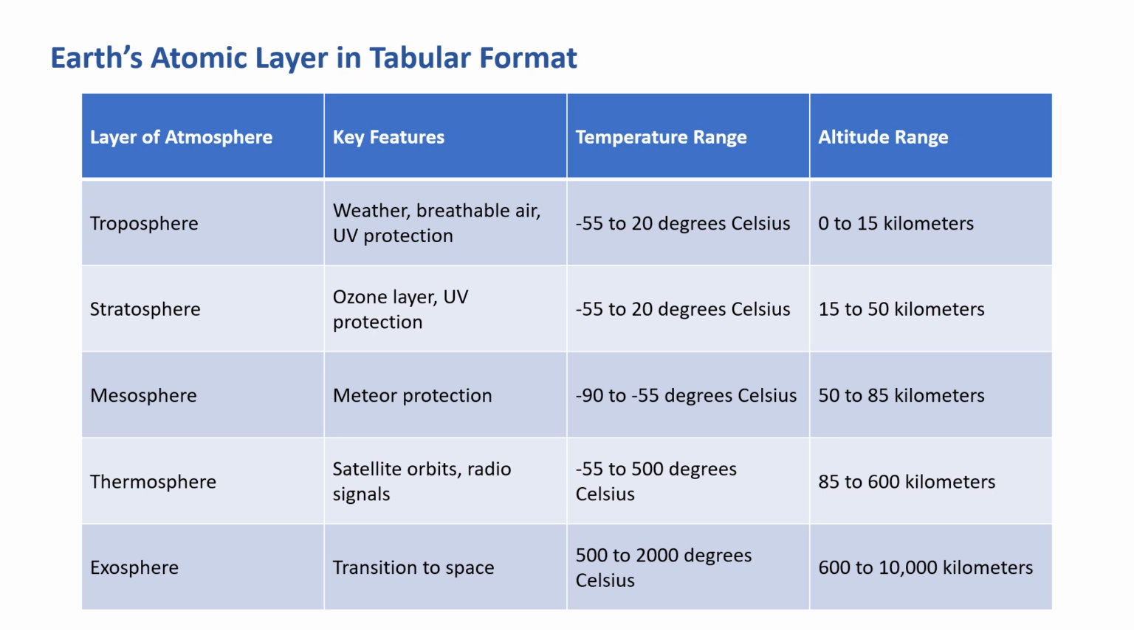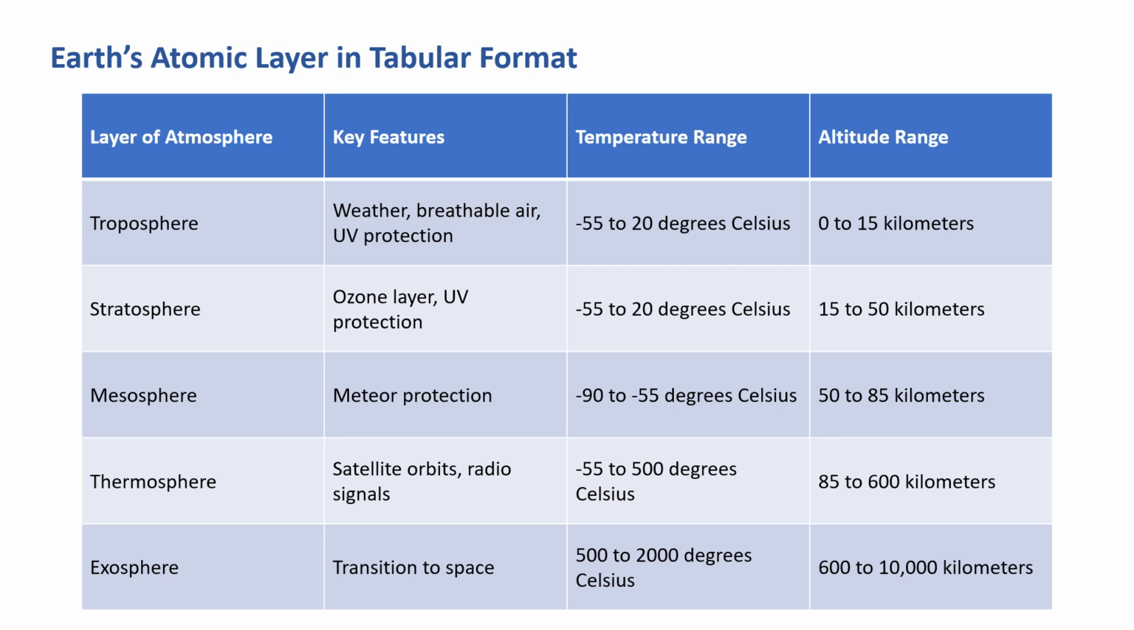The next layer is the stratosphere. As we know, in the stratosphere the ozone layer is present, and this ozone layer protects us from the ultraviolet rays coming from the sun. And what is the temperature range here? -55 to 20 degrees Celsius. And the altitude range is 15 to 50 kilometers from Earth's surface.